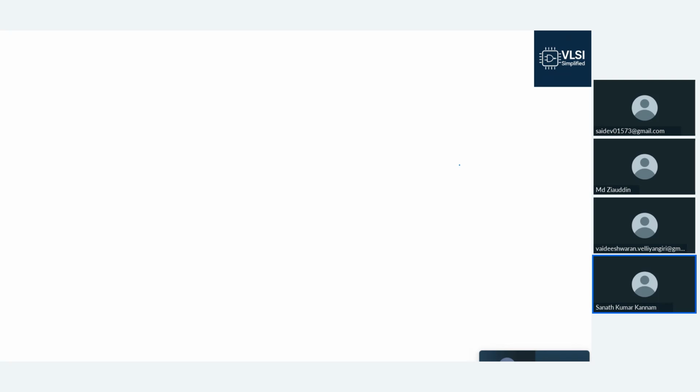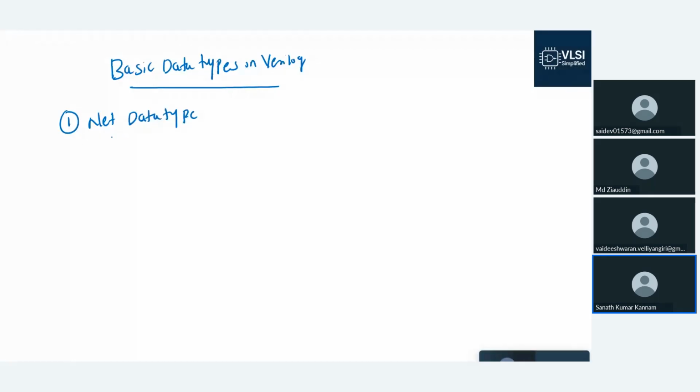Okay. So today we'll see the basic data types in Verilog. Okay. So first you have the net data type.